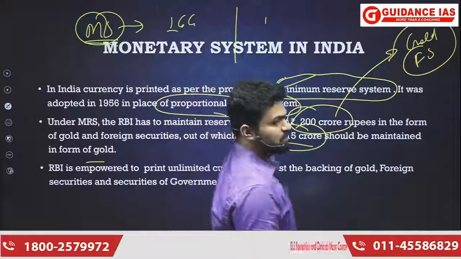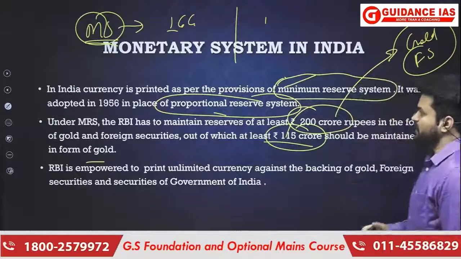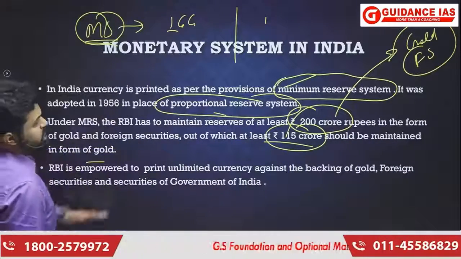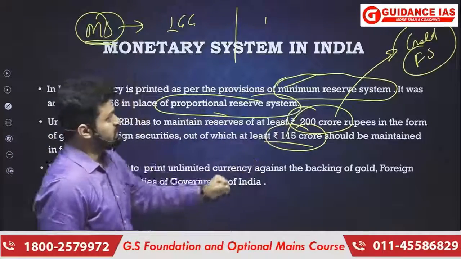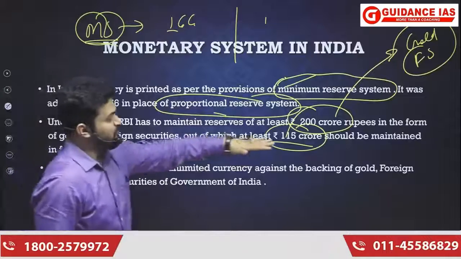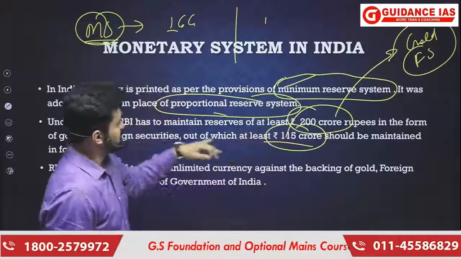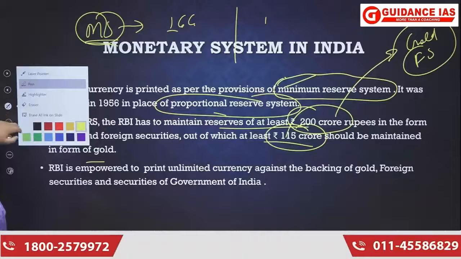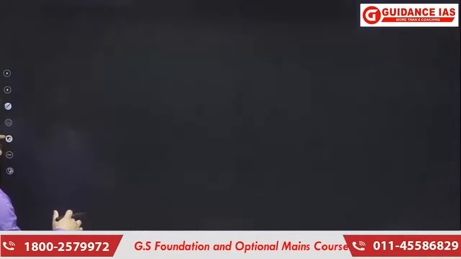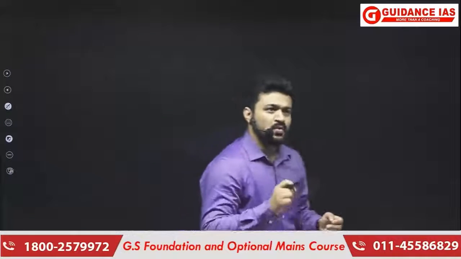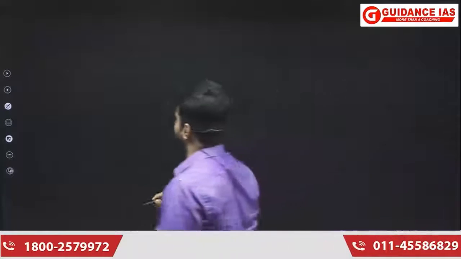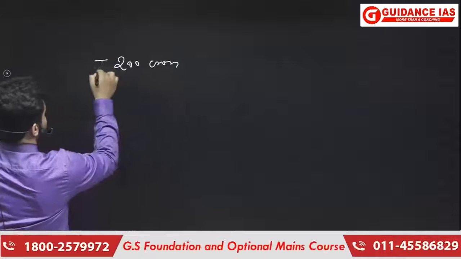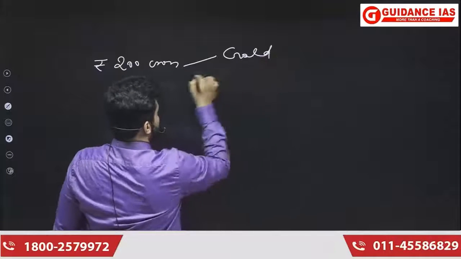Foreign securities may include forex, foreign reserves. It can have SDRs and other things. So two things here: gold and foreign securities. This has to be maintained in the form of these particular components, and this is the minimum reserve requirement. Now understand that the total amount of money that RBI can go on printing depends upon this minimum reserve, that is 200 crore rupees of gold and foreign securities.